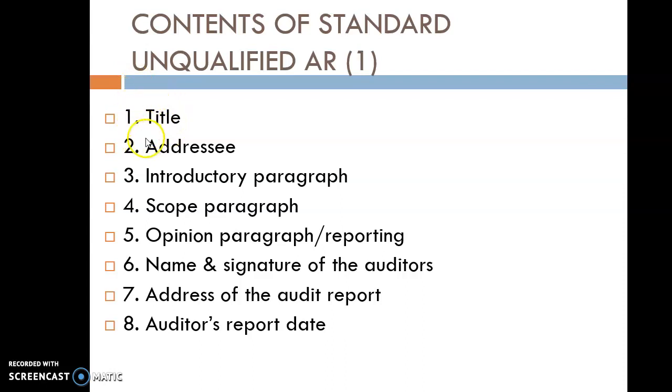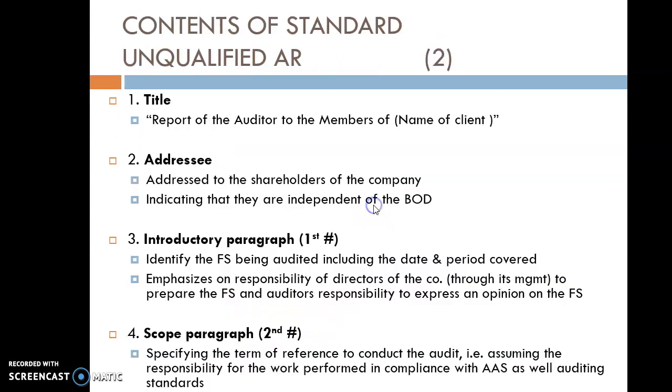So basically, the contents of a standard unqualified audit report are: title, addressee, introductory paragraph, scope paragraph, opinion paragraph, reporting, name and signature of the auditors, address of the auditor, and the audit report date. The title is the report of the auditor to the members of the client, basically the name of the client. The addressee is addressed to the shareholders of the company, and indicates that the auditors are independent of the board of directors.